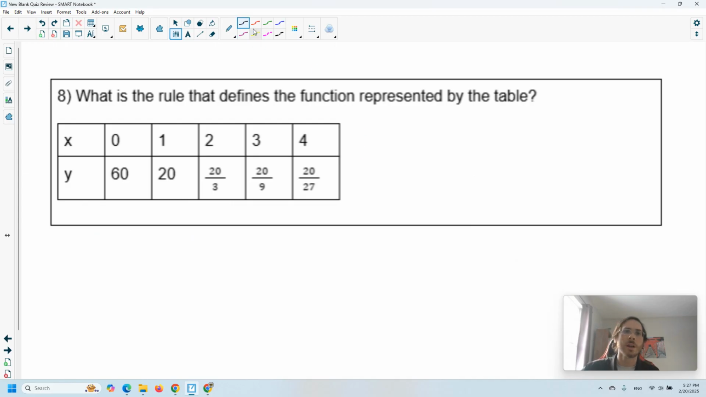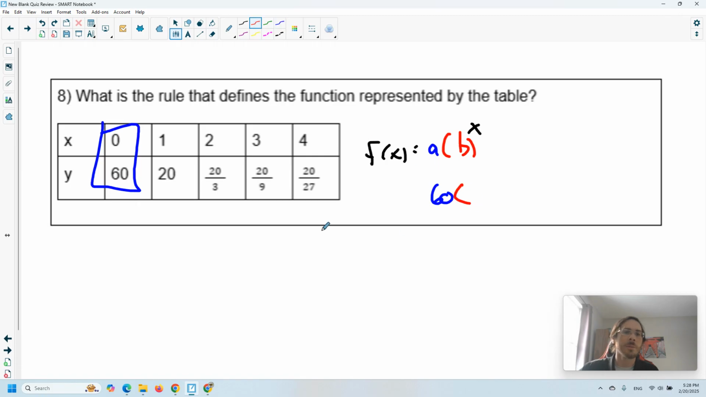So again, we can use our f of x or our y, whichever one you'd like. So f of x equals a times b to the x power. So a is our y-intercept. We see here we're starting at 60. So we get 60.